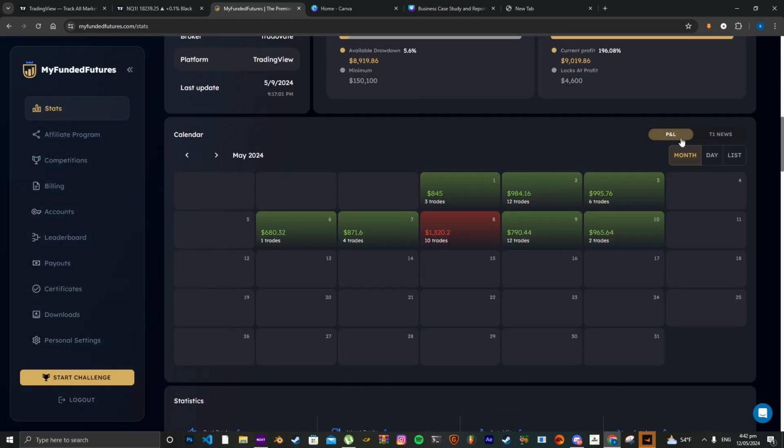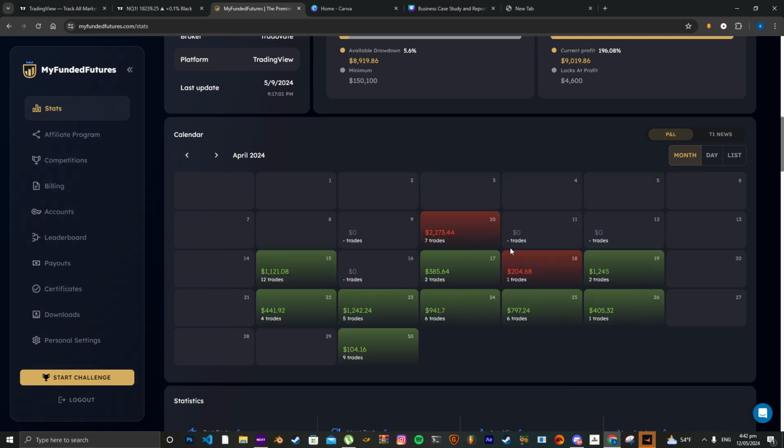As you can see, throughout this trading day, we have a pretty good overall look at the trades. First trade of the day, our first trade on this account, was pretty bad. Took 7 trades, around $2,273 lost. But at the end of the day, I trusted my risk management strategy, and I knew that this model would play out in the end.